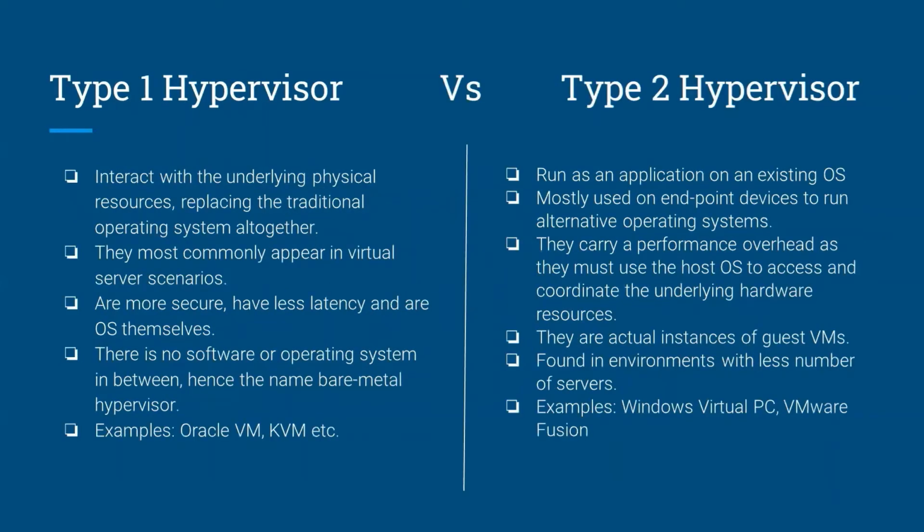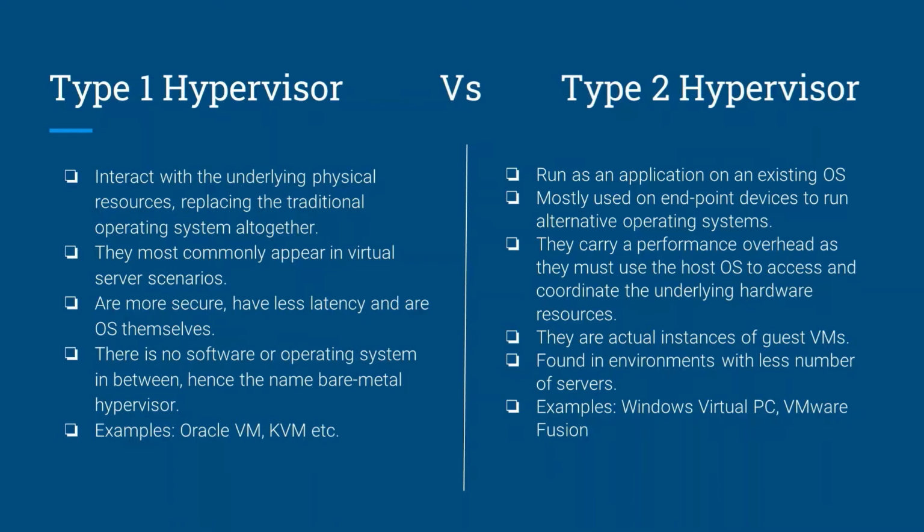So here we have done a comparison between the type 1 hypervisor and the type 2 hypervisor. Coming to type 1 hypervisor, it interacts with the underlying physical resources, replacing the traditional operating system altogether, while the type 2 hypervisor runs as an application on an existing OS. Type 1 hypervisors most commonly appear in virtual server scenarios, while type 2 hypervisors are mostly used on endpoint devices to run alternative operating systems.